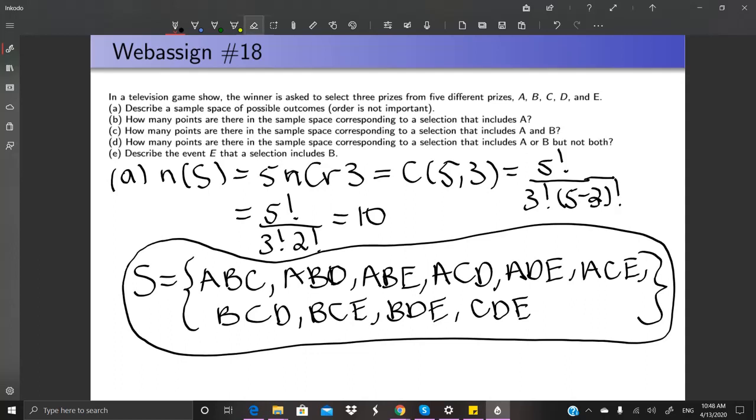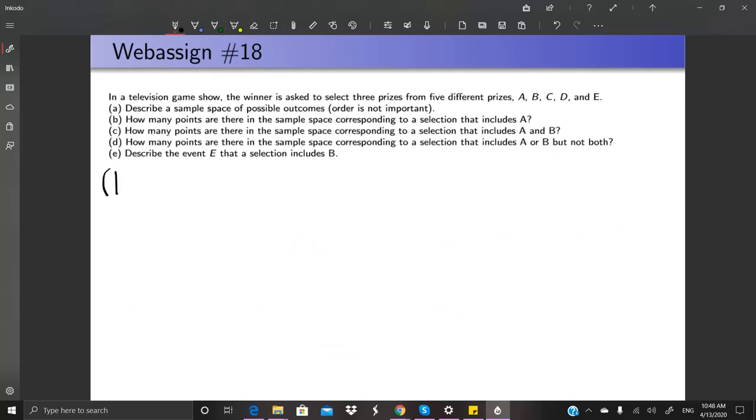Now, let's do part B. How many points are there in the sample space corresponding to a selection that includes A? So we're trying to count the number of elements in the event that includes the letter A, right? So let's just list down all the options, all the 3-letter combinations that include the letter A. Let's list them out here.